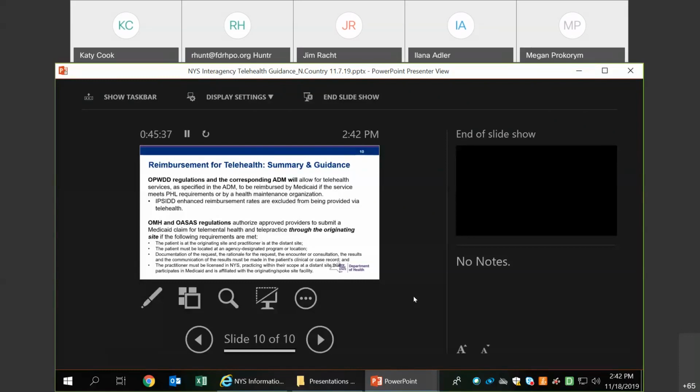And then for OMH and Oasis, their regs authorize approved providers that are defined in their regulations to submit Medicaid claim for telemental or telepractice through the originating site if the following requirements on this slide are met. So, OMH has recently expanded their regs so that the client can now be in the home or other temporary location similar to Medicaid reimbursement through public health law. So the claim would then be submitted through the site that the patient is enrolled in, and similarly through Oasis. And now that wraps it up for me, and it's a good segue to my colleagues at the other agencies.